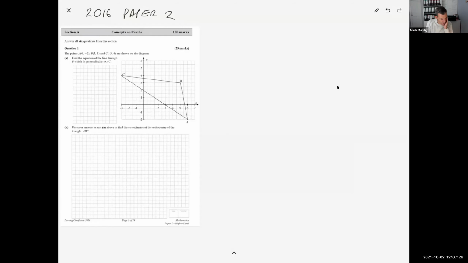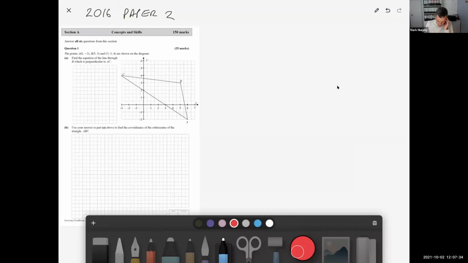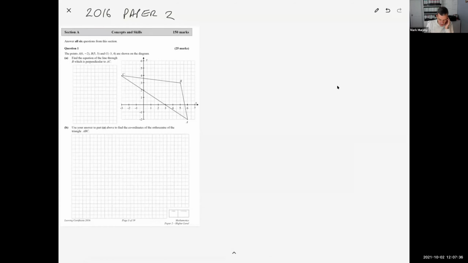So again, what it's saying, find the equation of the line through B. So it's a line which is through B and is perpendicular to AC. Okay, I'll try and draw this here now nicely for you. So it's a line through B and it's perpendicular to AC. So it goes something like that. That's not too bad, okay? So that's the line, right? Because that's perpendicular there. So that's our line, okay?